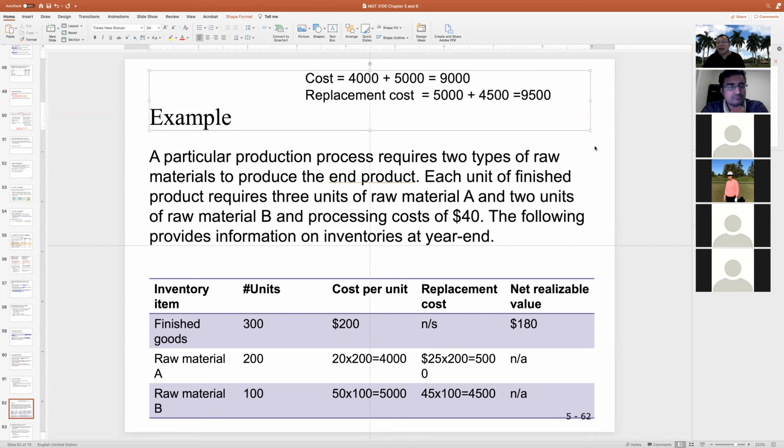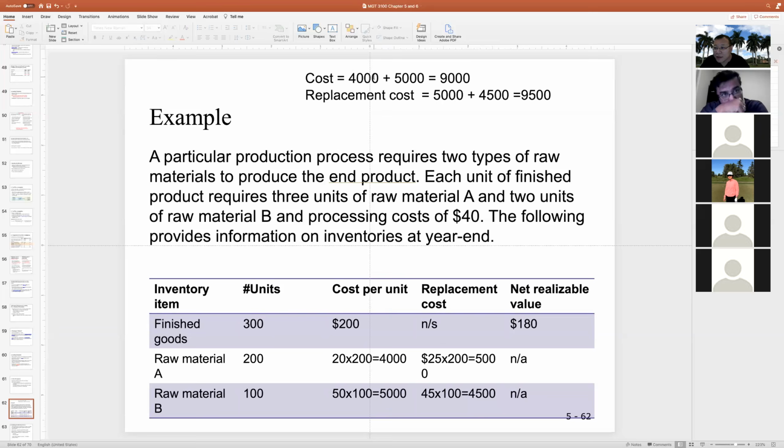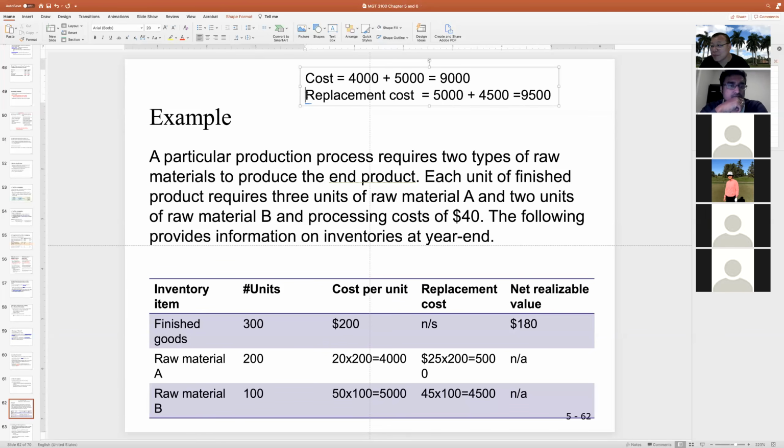So should I write down my raw materials? No. My raw materials inventory should be reported at the lower of cost and market. Here, the market is the input perspective, replacement cost. The lower of these two is 9,000. So you are already reporting the lower amount, and you don't have to write it down.